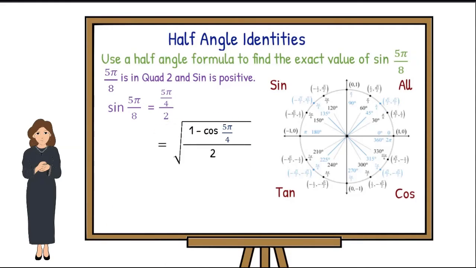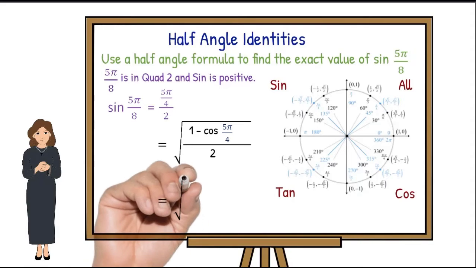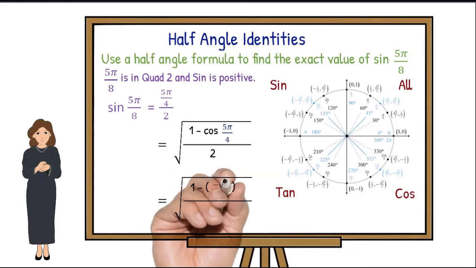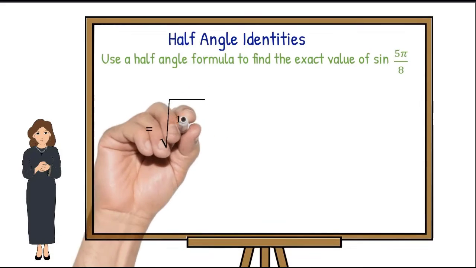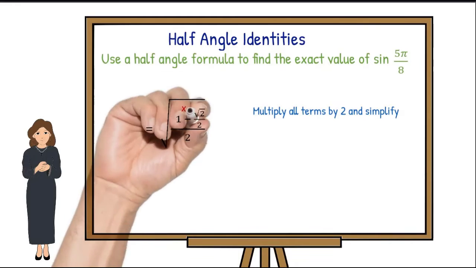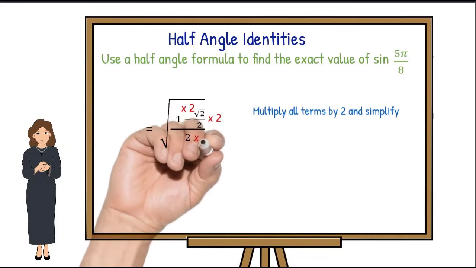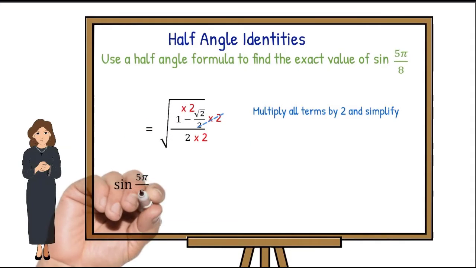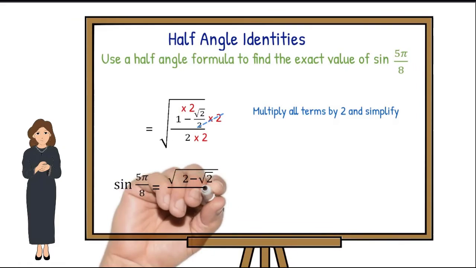This is 1 minus cosine of our angle. So if you look at the cosine of 5 over 4 pi, that's minus root 2 over 2. And then we need to simplify. So we can multiply by 2. So we can eliminate the 2 on the denominator, and obviously the root 4 becomes 2. So this is our final answer.